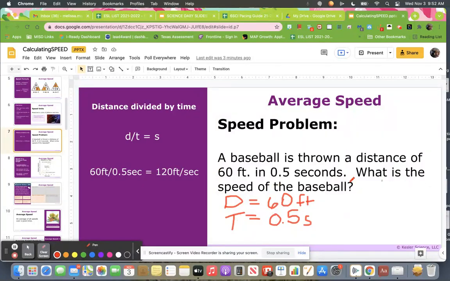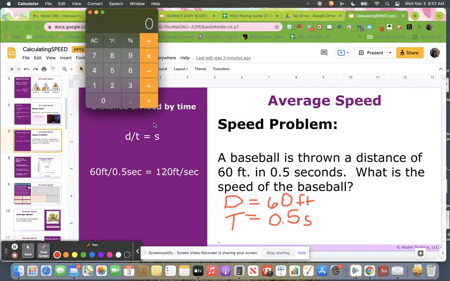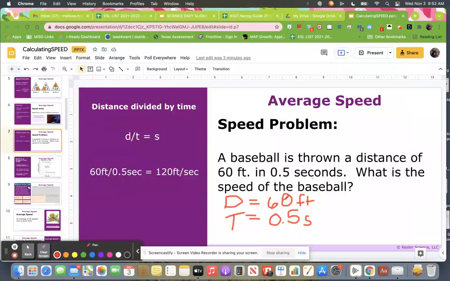It asks you what's the speed, or it could say how fast is the ball. So we're going to do distance divided by time, which is the formula right here, just written backwards in this one. So we do 60 feet divided by 0.5 seconds. We can get out our calculator and type in 60 divided by 0.5, and that's 120. Make sure you type it in right. And you need to have the right units of measurement. Remember, it's speed, so it has a distance per time: feet per second. Okay, and that's that one.